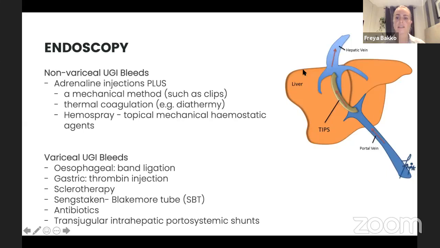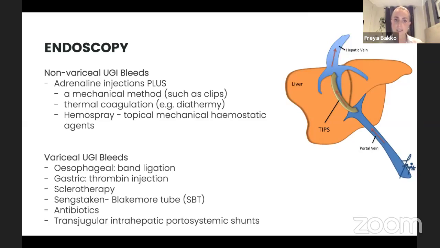So how is the patient managed in endoscopy? So we split the management into non-variceal and variceal upper GI bleeds. For non-variceal upper GI bleeds, which mainly is peptic ulcer bleeds, but can be Mallory-Weiss tears and esophagitis, we usually use adrenaline injections in addition to another method. So that can be mechanical, for example, clips, which is commonly used. It can be thermal coagulation, which usually is diathermy, or hemospray, which is a topical mechanical hemostatic agent, as well as initiating and coagulating factors at the site of bleeding.